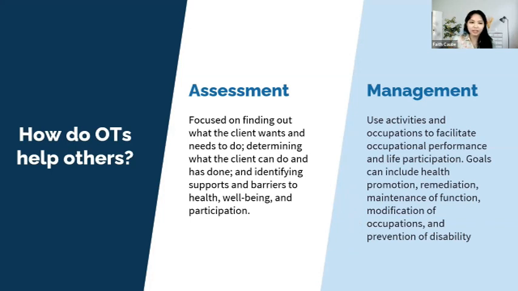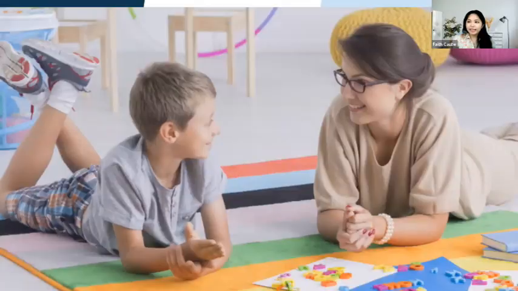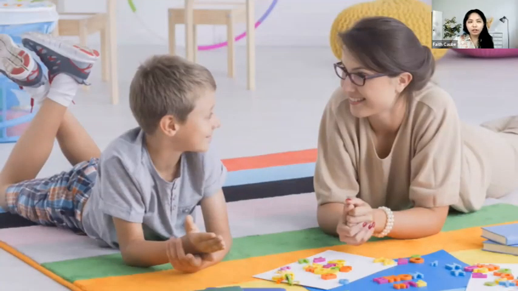So here are some ways that OTs help. For example, for pediatric clients, the common concern is for them to be able to achieve their developmental milestones, like they should be able to walk at a certain age or be able to dress themselves by a certain age. They should be able to play with friends and their schoolmates and be able to participate in school.